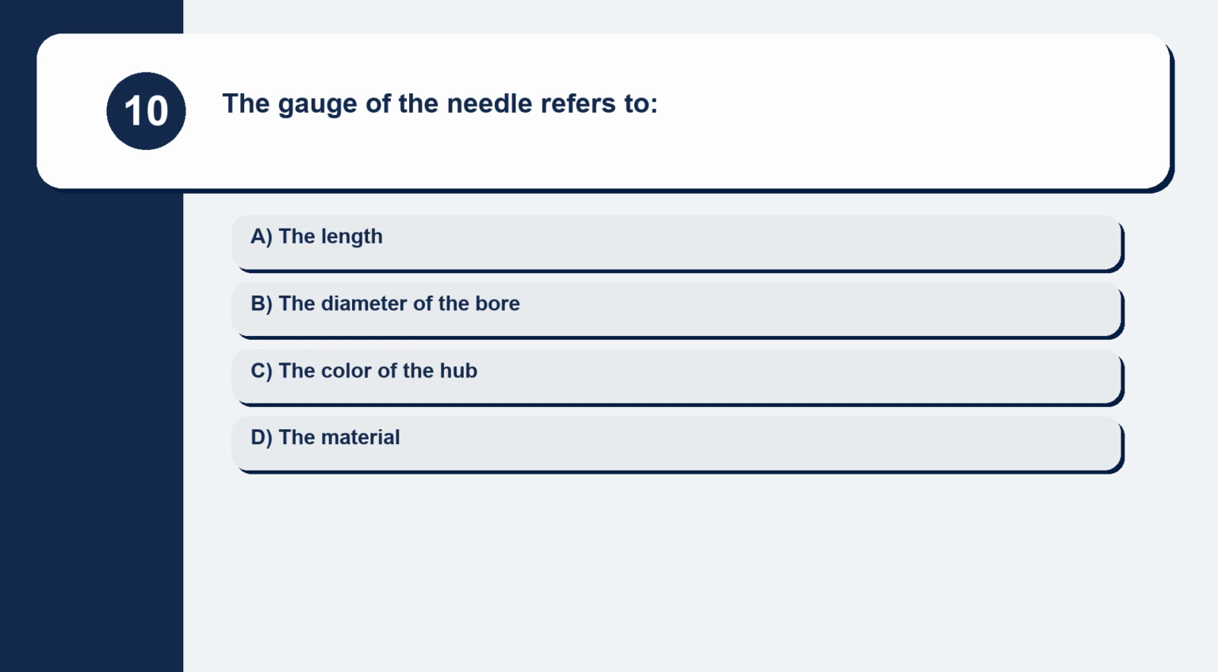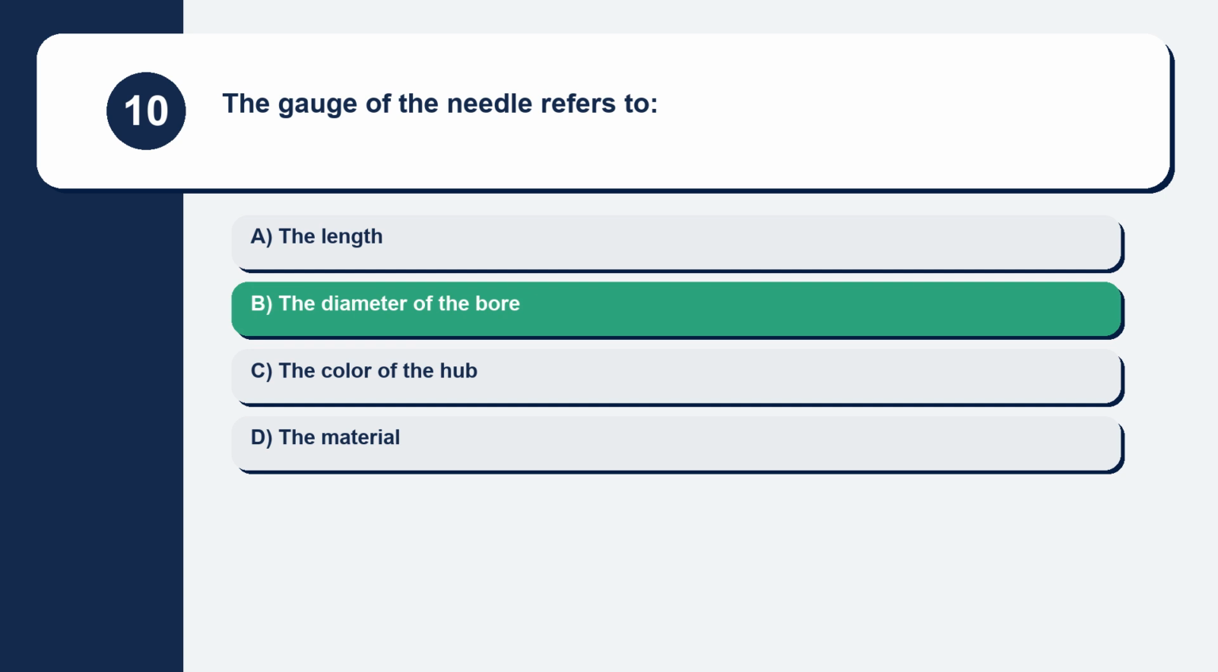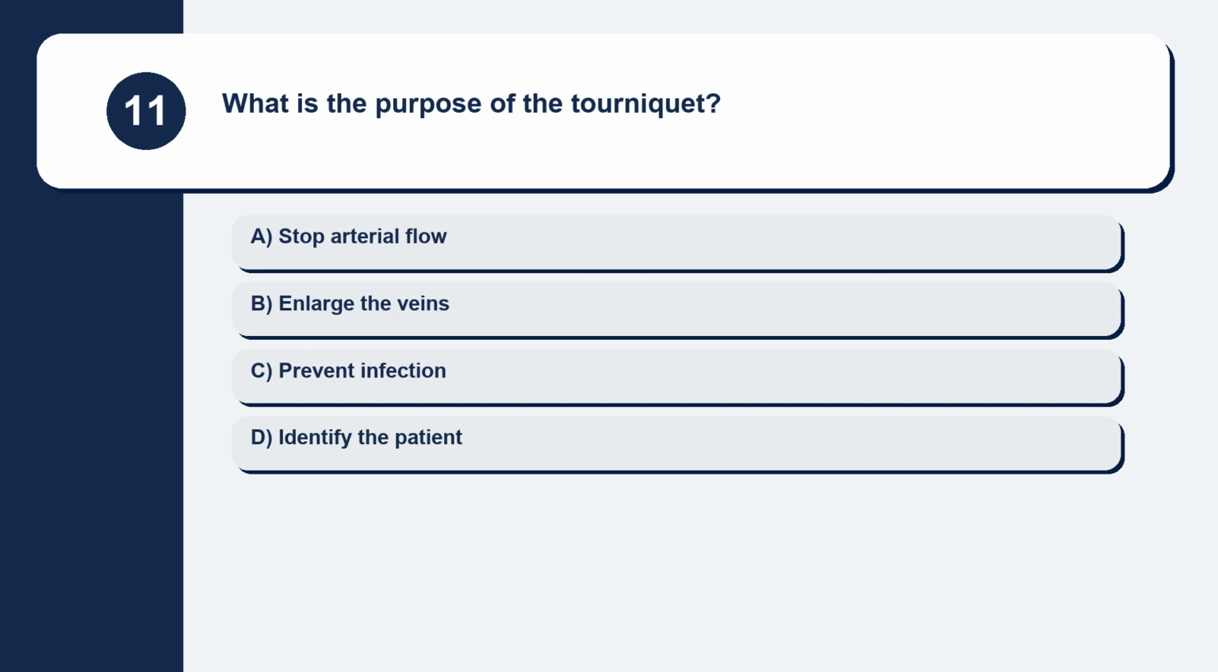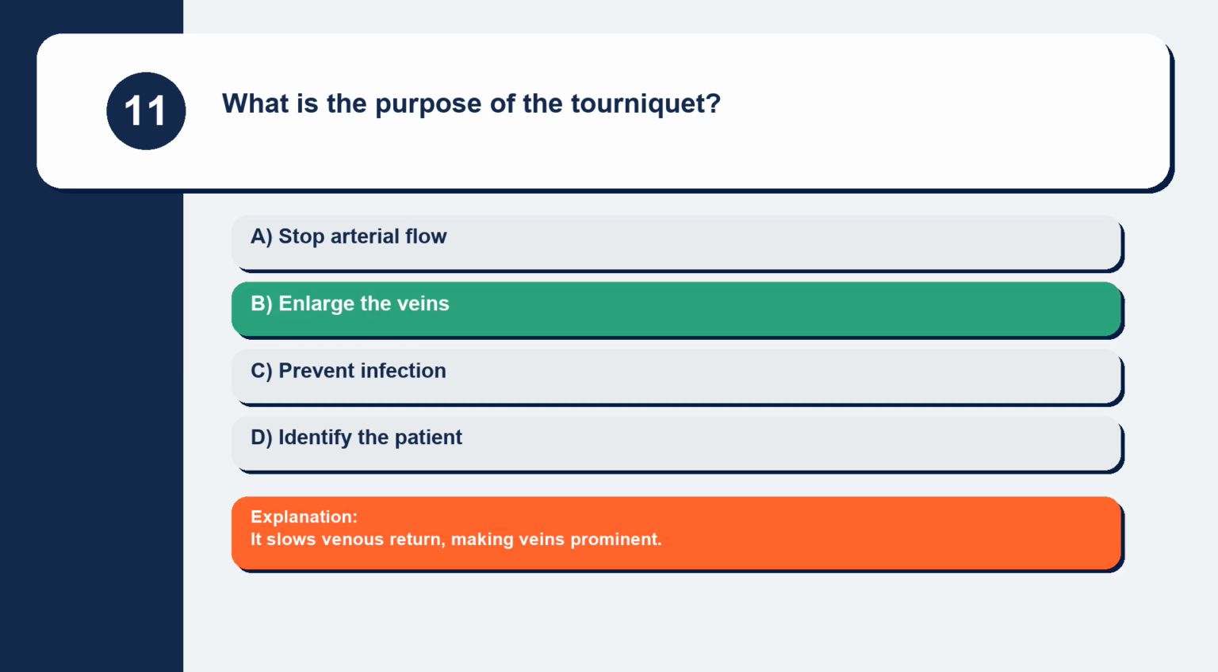Question 10. The gauge of the needle refers to the length, the diameter of the bore, the color of the hub, the material. Larger numbers mean smaller diameters. Question 11. What is the purpose of the tourniquet? Stop arterial flow, enlarge the veins, prevent infection, identify the patient. It slows venous return, making veins prominent.